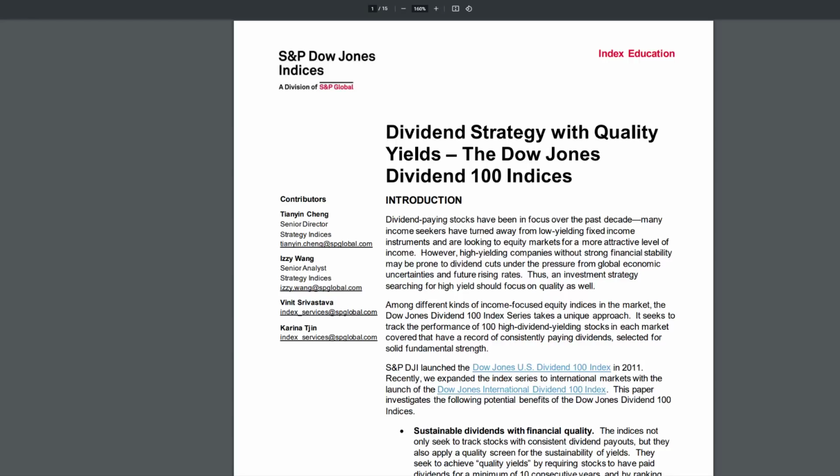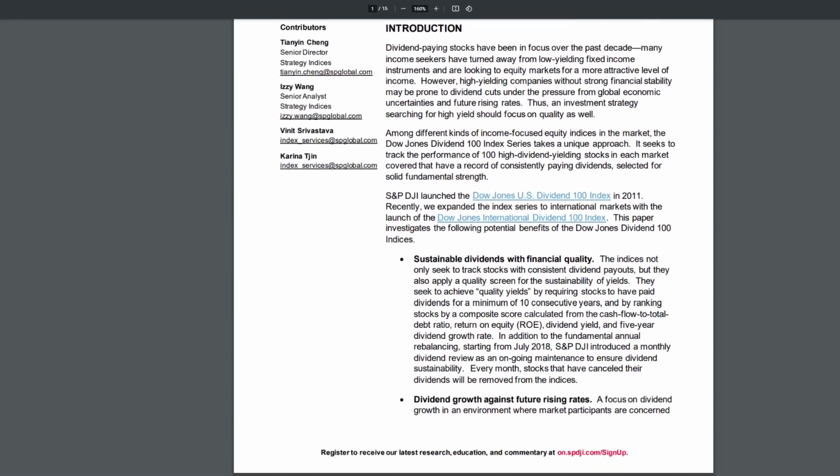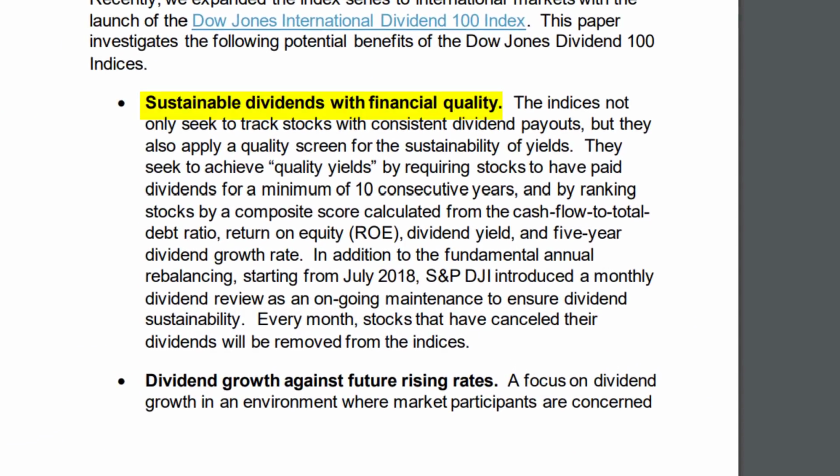And so this index, the Dow Jones Dividend 100 Index, is focused on a few things. First, it's focused on the sustainability of the dividend and the financial quality of the companies in this index. In doing so, they seek to achieve quality yields by requiring stocks to have paid dividends for a minimum of 10 consecutive years, and by ranking stocks by a composite score calculated from the cash flow to total debt ratio, the return on equity, the dividend yield, and the 5-year dividend growth rate. These are the metrics used to determine which stocks are held in this index.